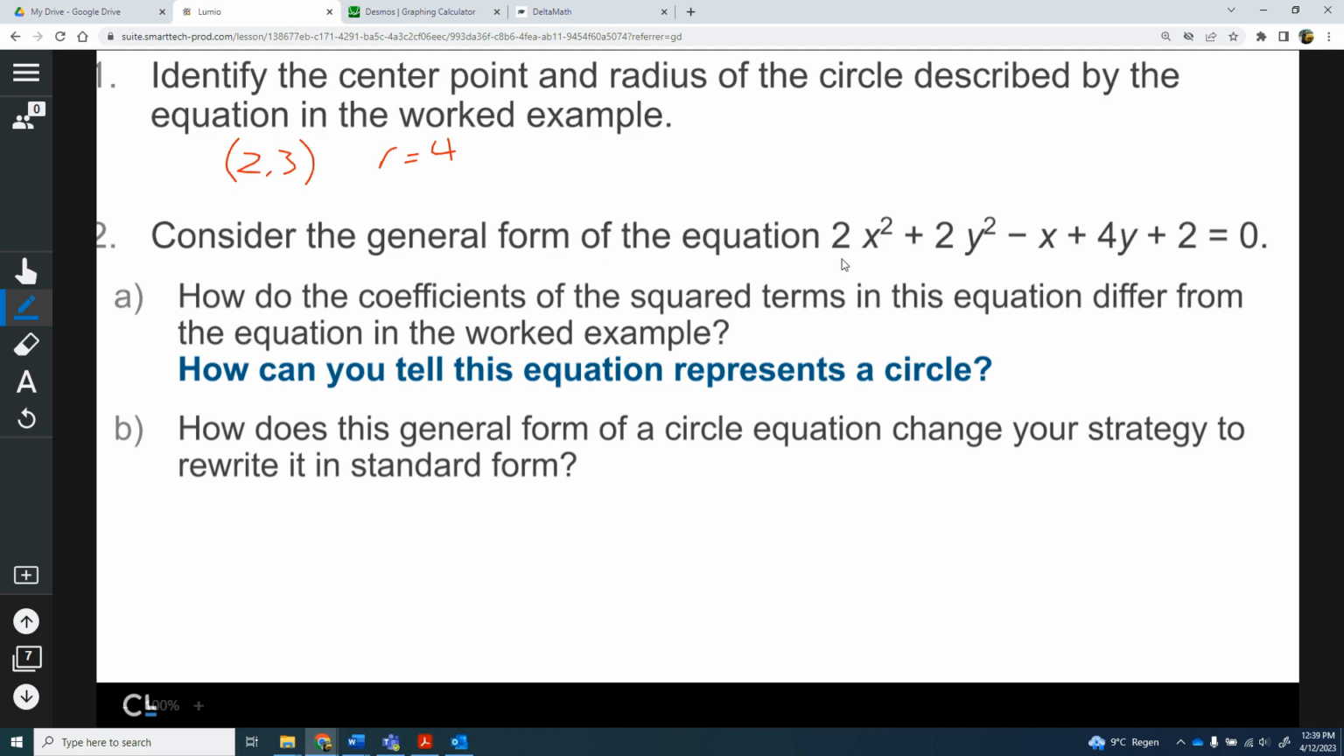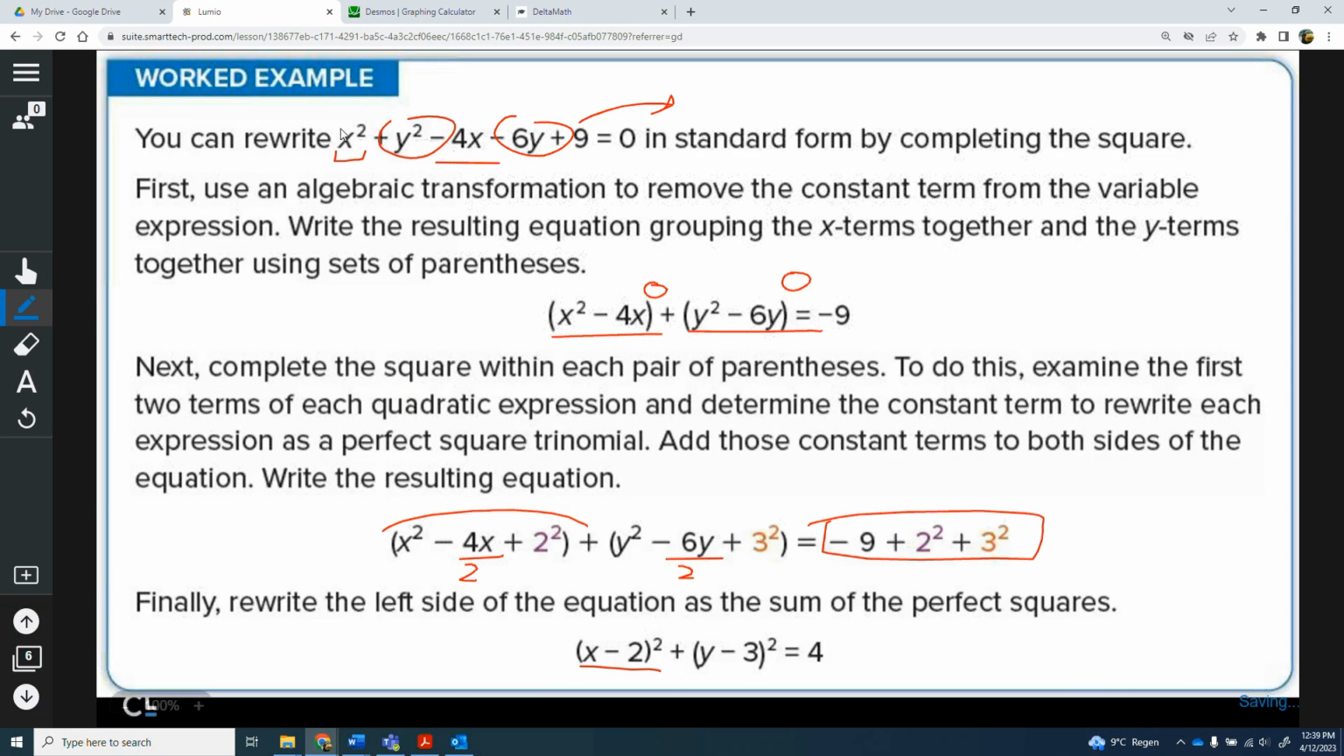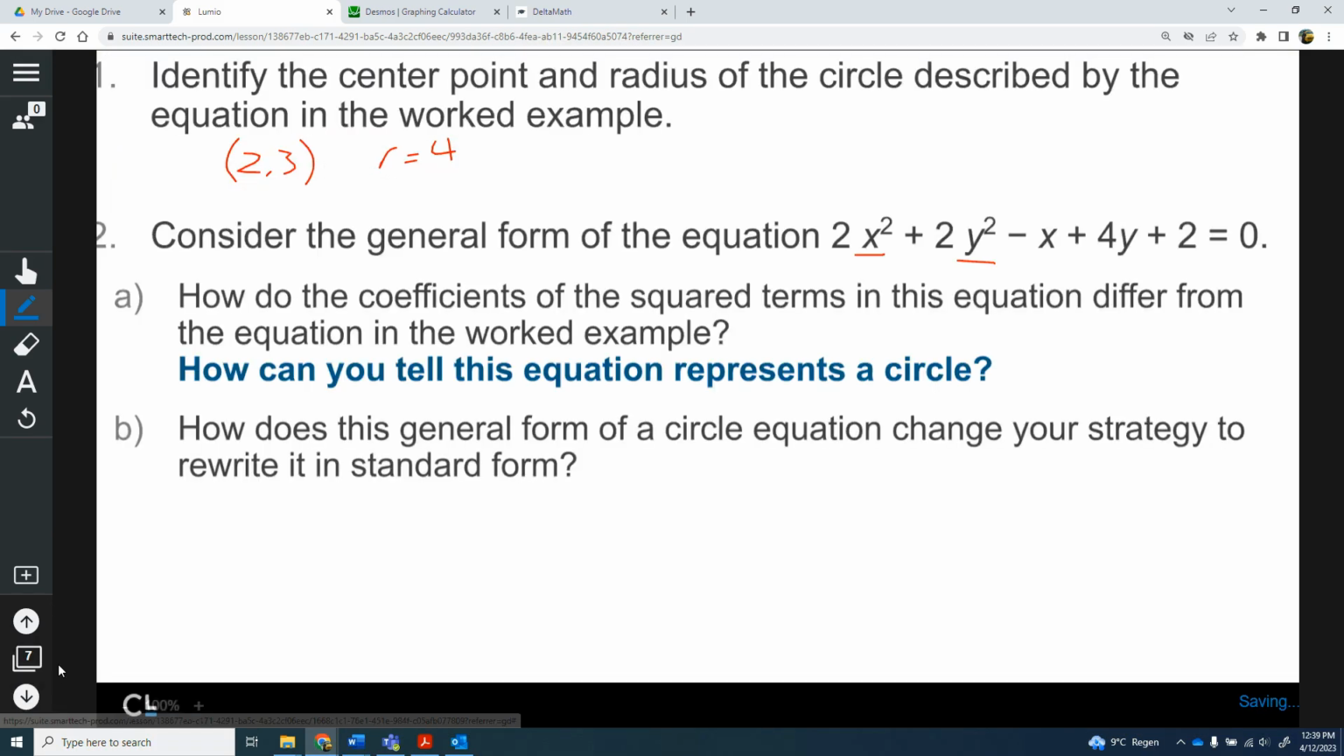Okay, another question. Consider the general form equation here. How do the coefficients of the squared terms in this equation differ from the equation in the worked example? So the squared terms are this one and this one. Here, they're 2. Looking at the worked example, it was a 1 and a 1. So how are they different? The coefficient is 2.